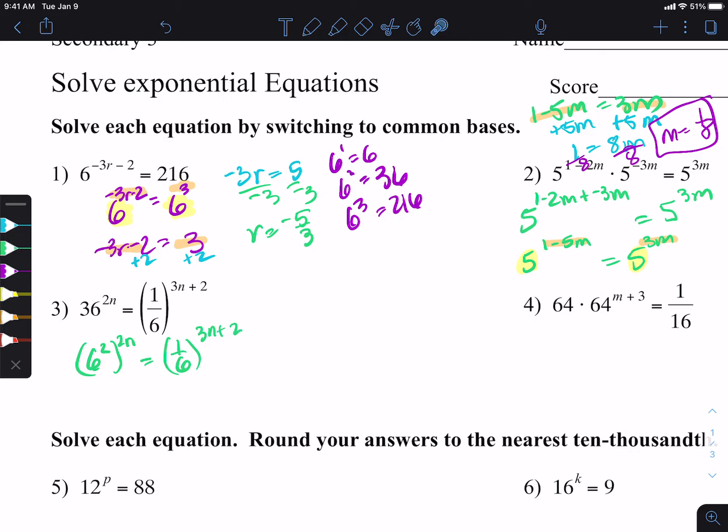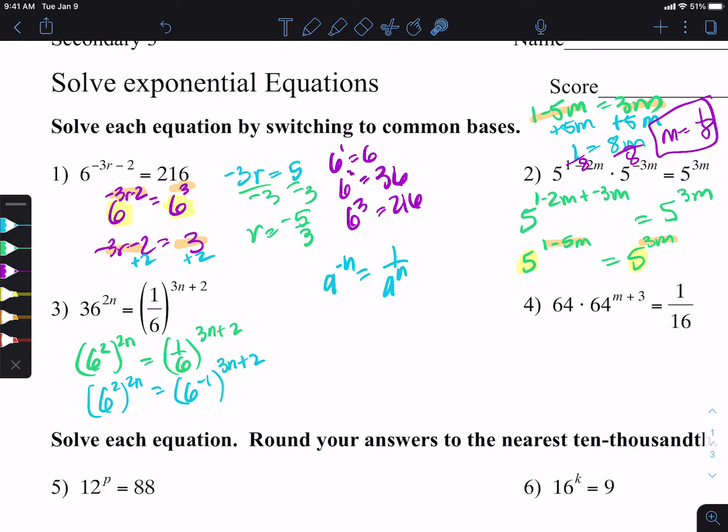Well, we have a problem because this is a fraction and this one is not, right? So we're close on the bases. Hopefully you remember this property that we have. If we have a to the negative n, that's really the same thing as 1 over a to the n. So that means that I could really write this as 6 to the negative 1. So I'm going to rewrite this right side as 6 to the negative 1, but that's still being raised to the 3n plus 2.